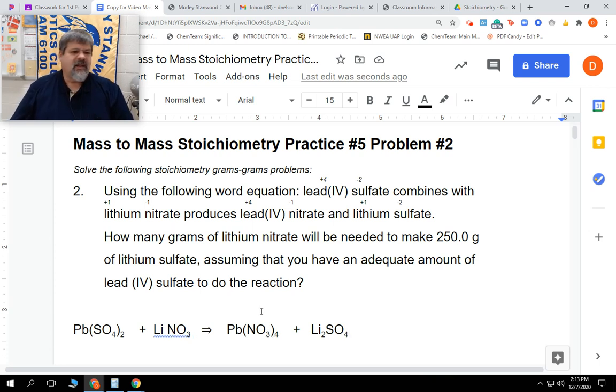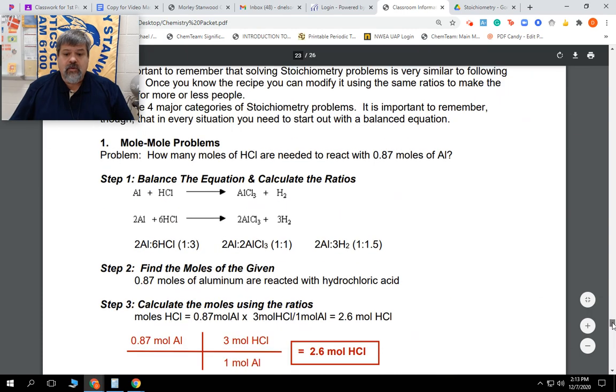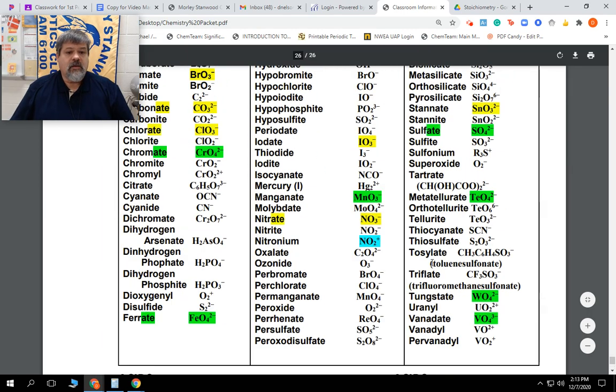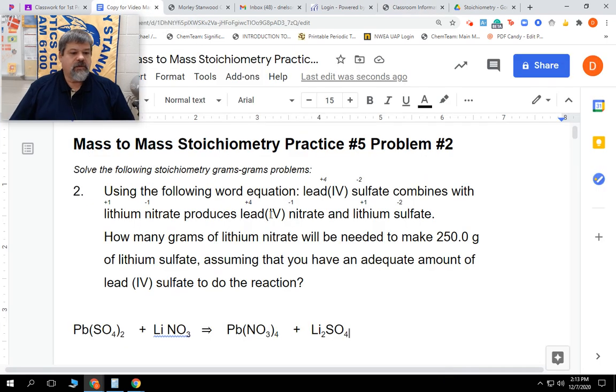Let's double check one thing. Let's go back and make sure that that's correct. We have sulfate and nitrate, so we go to our packet, to our very last page, and we can see that we have sulfate right here, SO4, a -2. Nitrate is right here, NO3, a -1. So if we go back to our problem, we'll notice that we have NO3 and SO4, so we're good with that.